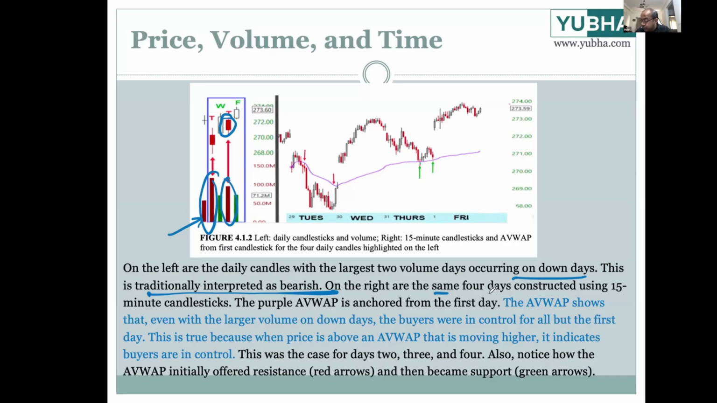But if you actually look at the 4 days, and the anchored VWAP, you can see that even with the larger volumes on down days, the buyers were in control. Why? Because the larger players will allow the prices to fall. And this is where they would have probably entered, or if they were buying, they would have entered below the VWAP so that they can push the prices upwards and rake in higher profits.